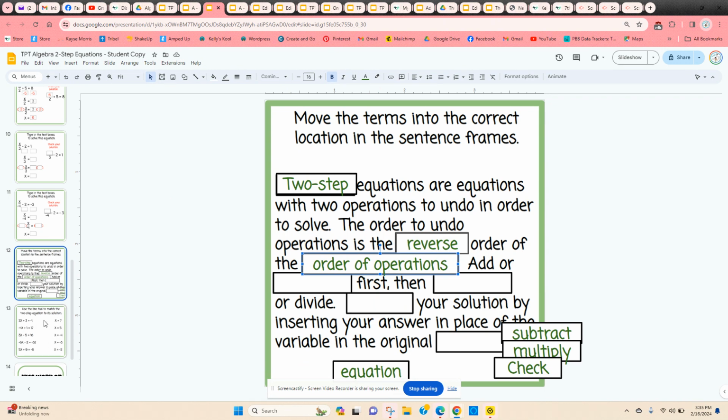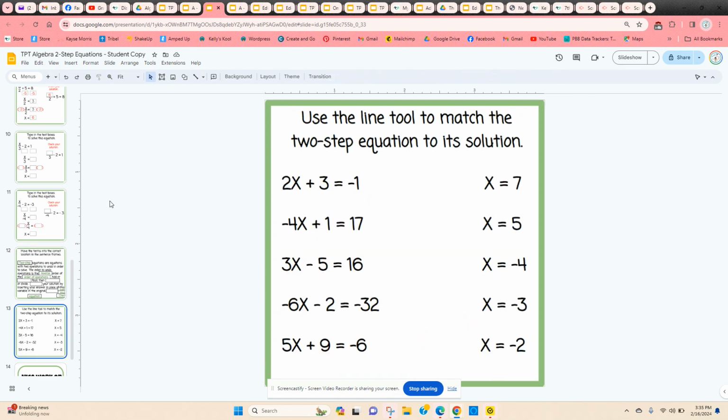Now, the very last slide, they're going to use the line tool and they're going to connect their equation to its answer. So they probably need some scratch paper here to do this one. And in order to solve, they're going to come up here to the line tool, click on line. They get a little plus sign so they can start the line where they want. And here, if they solve this equation, they're going to get -2. So they just click and hold on this little blue circle and then move it to connect it to -2.